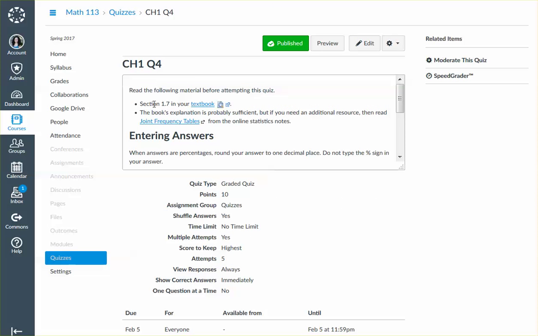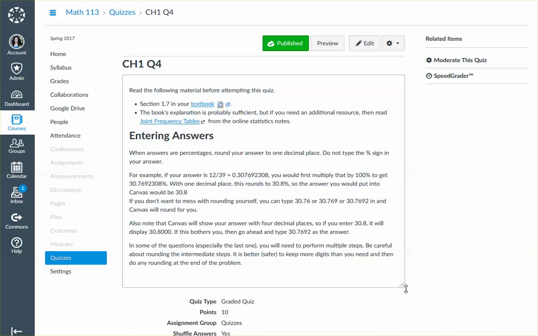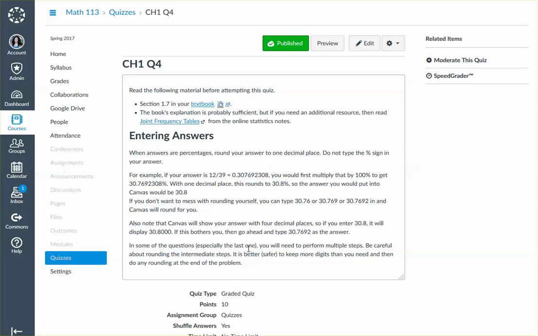Here's your quiz. Like I said, it's going to be over section 1.7 in your textbook and the notes and the video. Make sure you check out entering your answers. This information will help make sure that when you enter your answer in Canvas, you enter it correctly so you don't accidentally get the answer wrong just because of how you entered the answer.